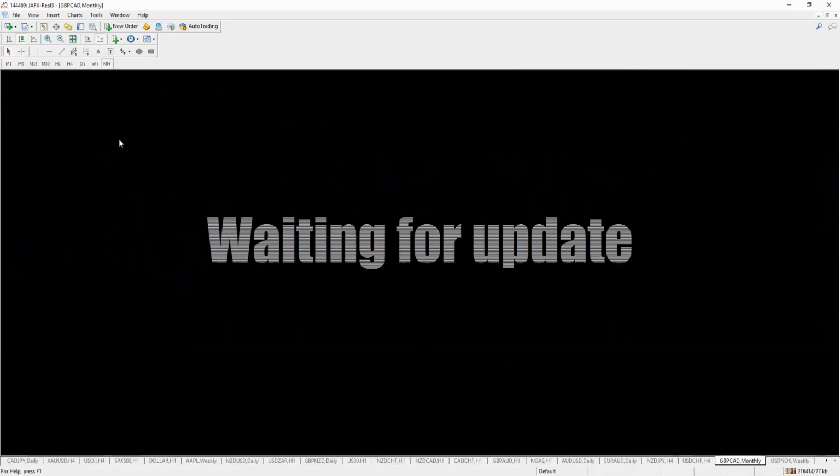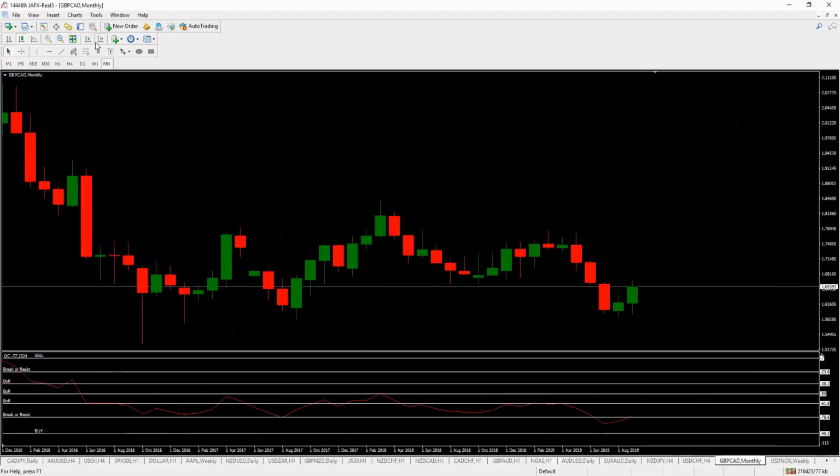Now let's go into the GBP CAD, right? GBP CAD, we're going to go to the monthly. Let's plot that out. See the supports and these resistance, support and resistance.